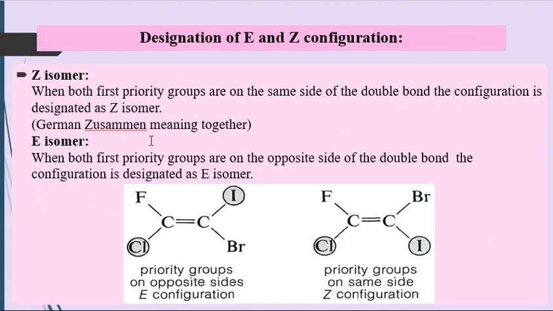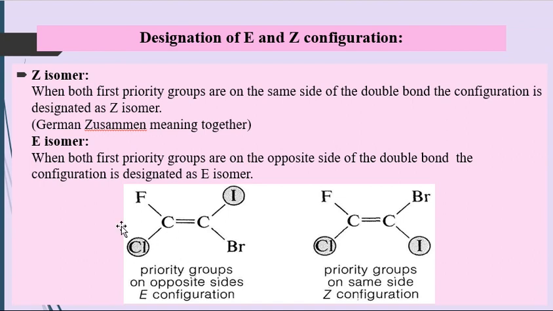Then next is the designation E and Z configuration. When all different groups are present on the olefinic carbon, cis and trans is not used. For this type of compound, E and Z configuration is used. Z isomer means when both first priority groups are on the same side of the double bond, the configuration is designated as Z isomer, and it is a German word, zusammen, meaning together.